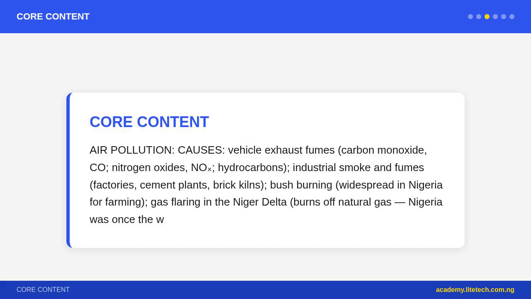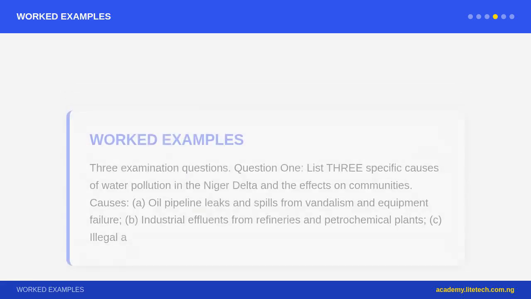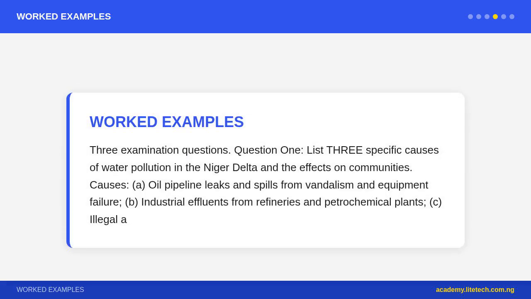Control: waste sorting and recycling, composting organic waste, proper landfill management, ban on open burning of waste, bioremediation, using microorganisms to clean up oil-contaminated soil, and phytoremediation, using plants like sunflower to absorb heavy metals.